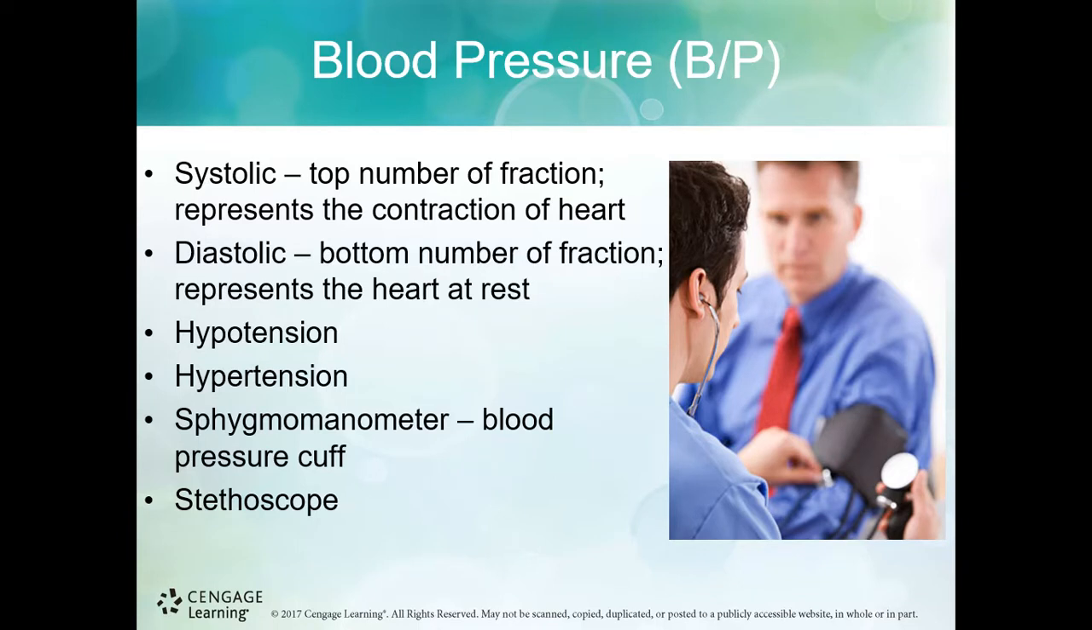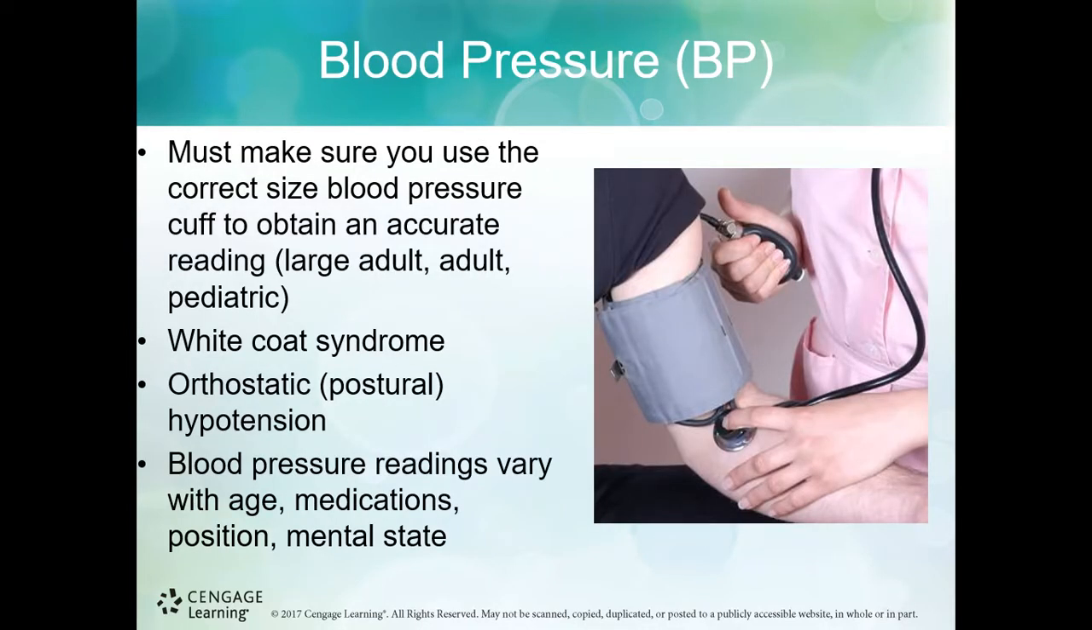Blood pressure measures two numbers. The systolic is what we put on top, and that represents the pressure with contraction of the heart, and the diastolic is the number at the bottom, and that represents when the heart is at rest. Hypotension is low blood pressure, hypertension is high blood pressure, and a sphygmomanometer measures blood pressure along with the stethoscope. When you take a blood pressure, you have to make sure you use the correct size blood pressure cuff.